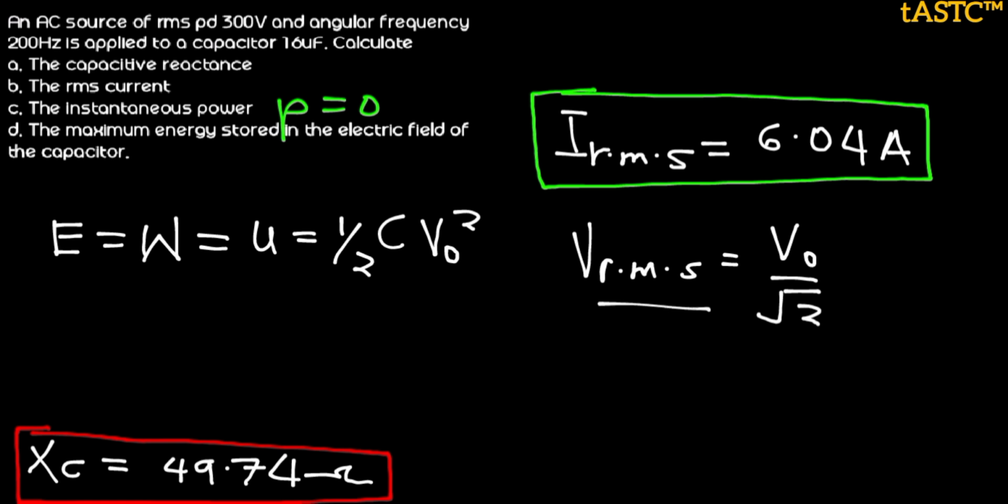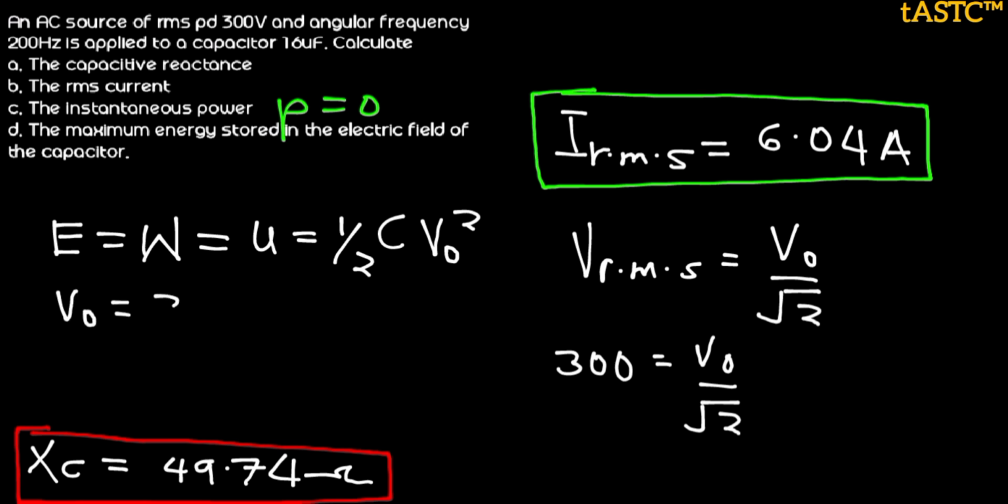So what is VRMS? We have already been given that as 300. So this is going to be 300 is equal to V0 divided by root 2. So V0 will be 300 multiplied by root 2. So that is 424.26 volts.